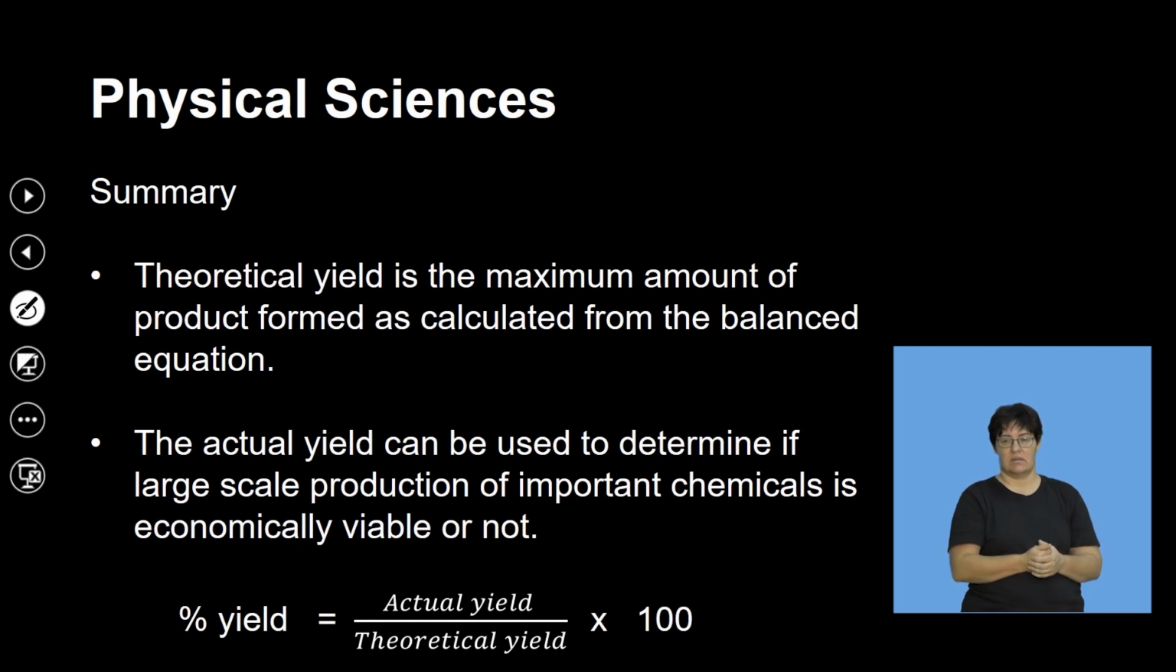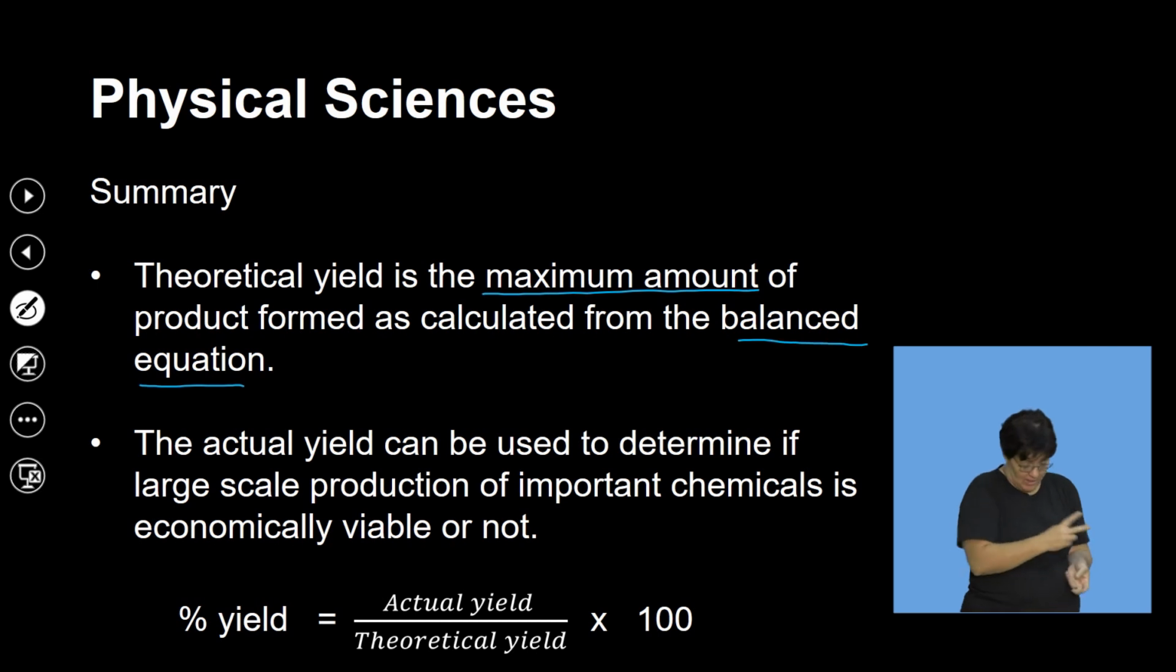When it comes to the theoretical yield, this is the maximum amount of product that is expected as calculated from the balanced equation of the reaction, which is why we always balance the reaction. The actual yield is used to determine the large-scale production of chemicals and to check whether the production process is viable. A higher percentage is an indication that the production process is economically viable. That's how we calculated the percentage yield of a substance.